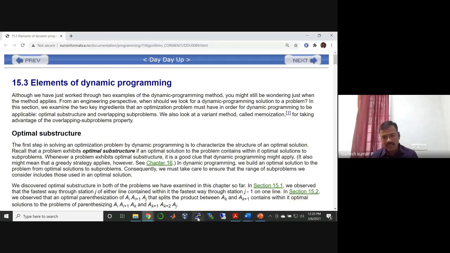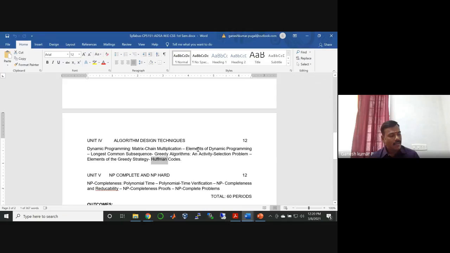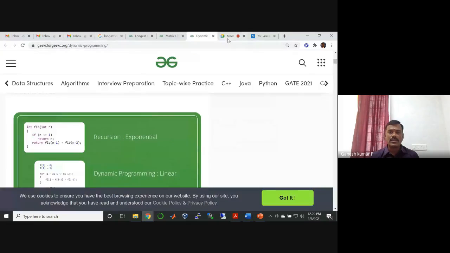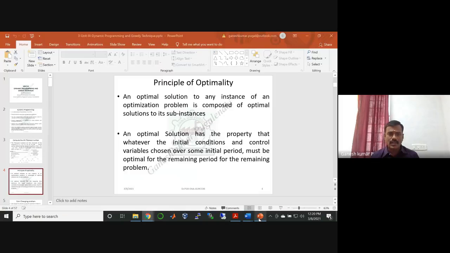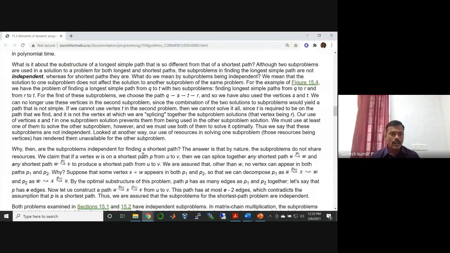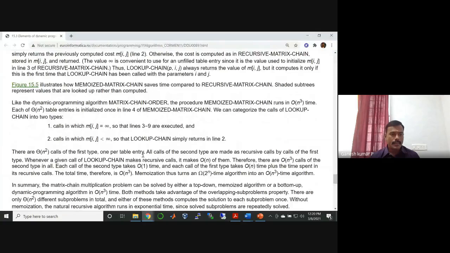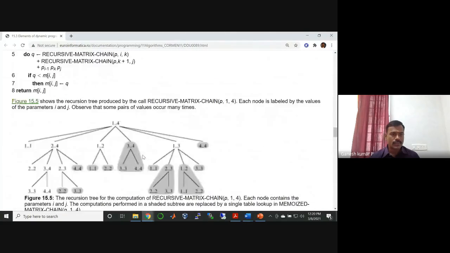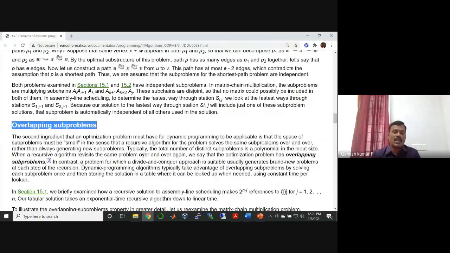So according to your syllabus, just now I told what dynamic programming is. And here is the topic: elements of dynamic programming. So what are the elements of dynamic programming? There are two elements of dynamic programming. One is optimal substructure. Another one is overlapping subproblem. The problems should overlap with one another. That means if you solve one problem, immediately the proceedings for the other problems get started. So that is another ingredient, another element of dynamic programming, right?